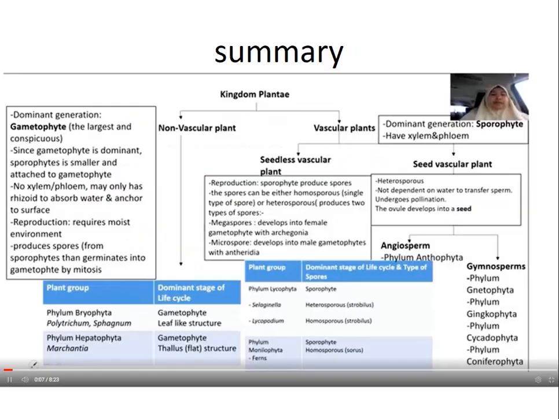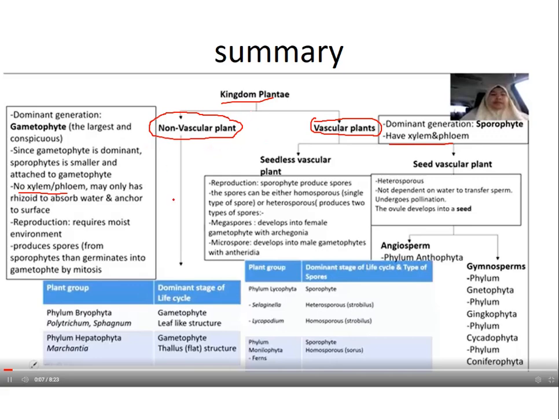Before we proceed, I've made this summary about kingdom Plantae. The kingdom Plantae, or plants, are basically divided into two: non-vascular plants and vascular plants. Non-vascular plants do not have xylem or phloem; there is no vascular tissue, in other words. Vascular plants have the development of xylem and phloem, or presence of vascular tissue. That is why the first category is divided into non-vascular and vascular plants.